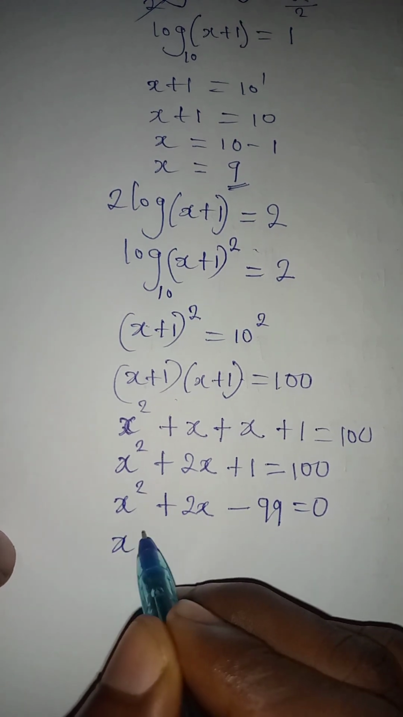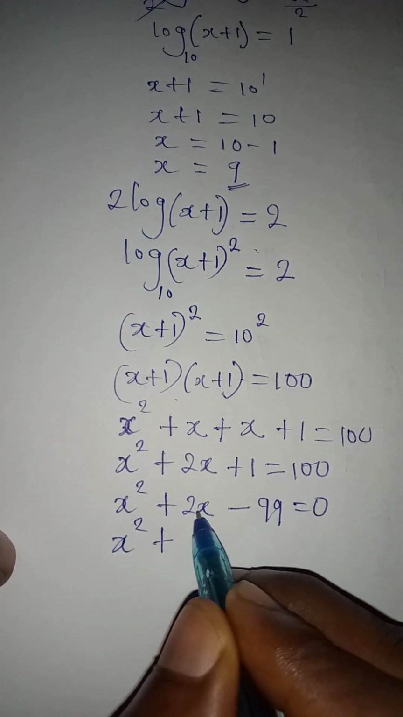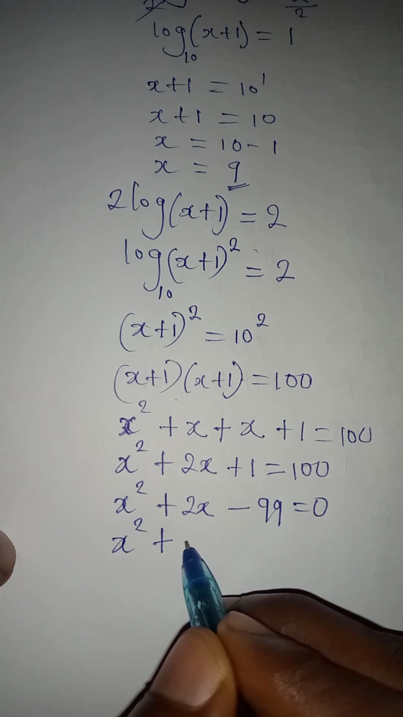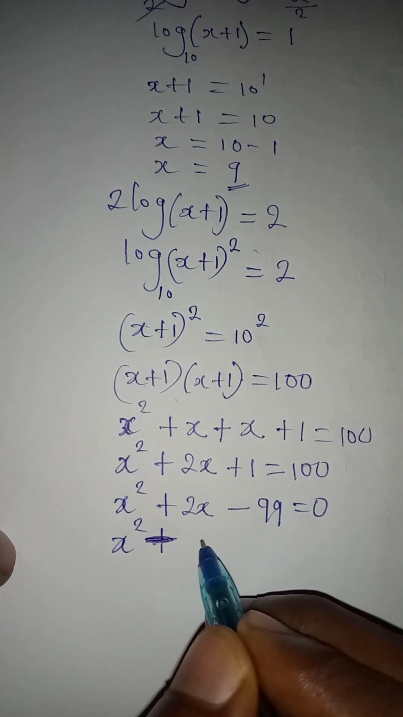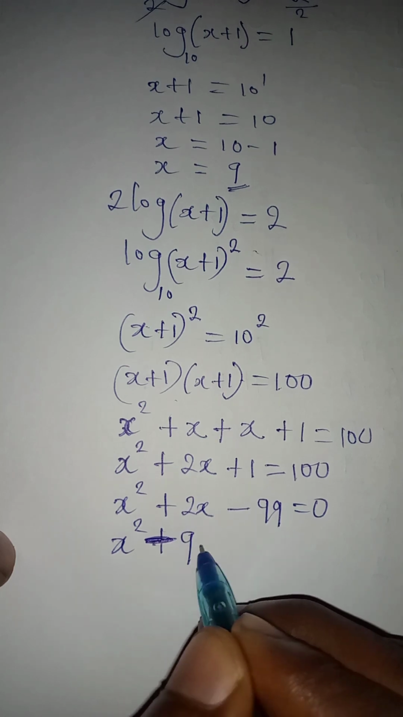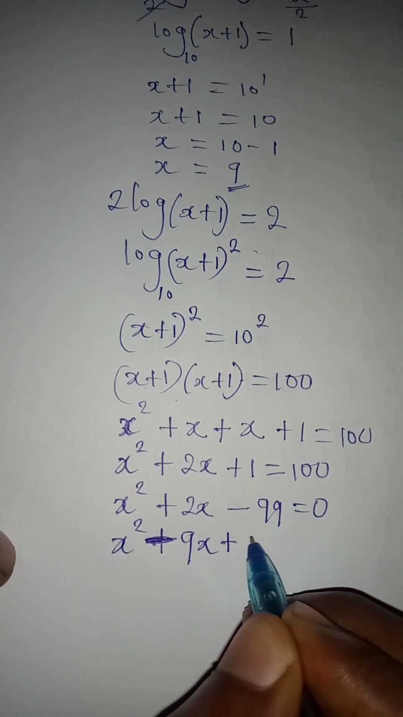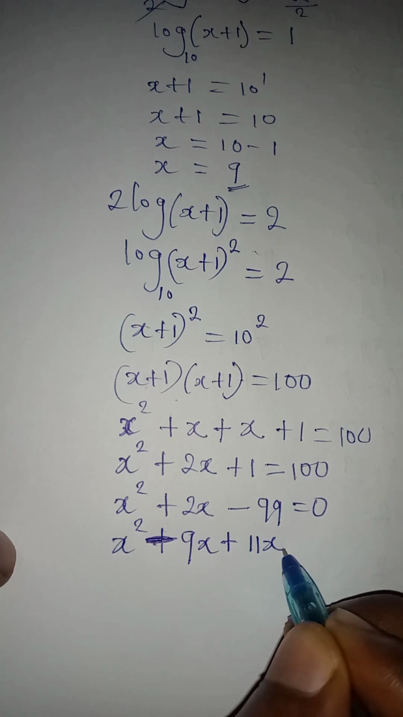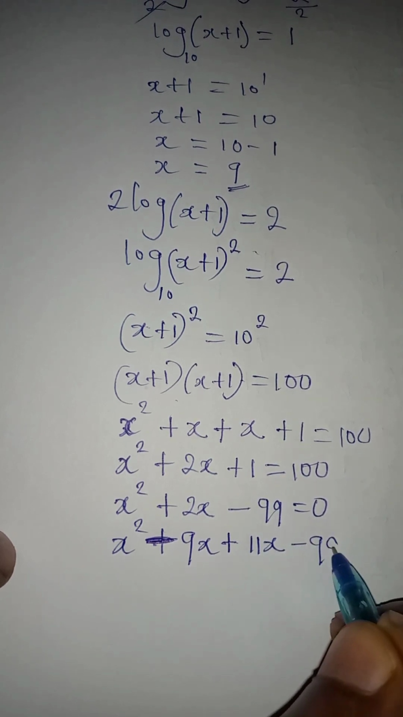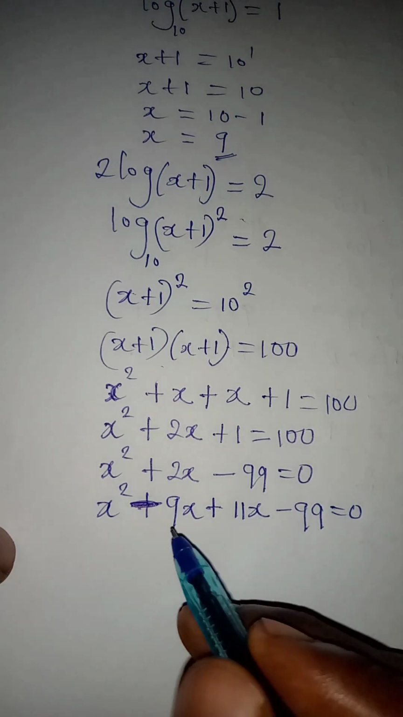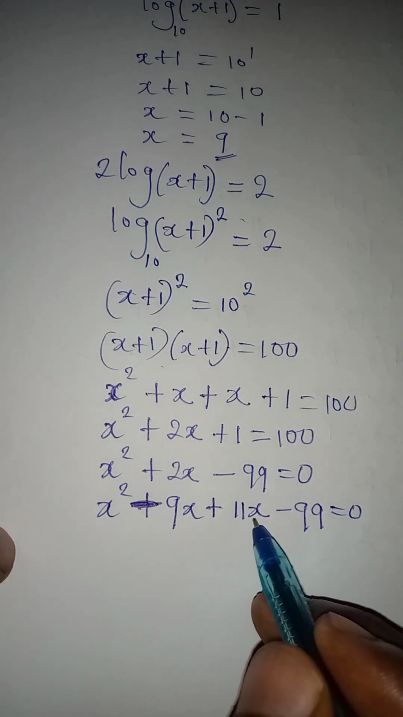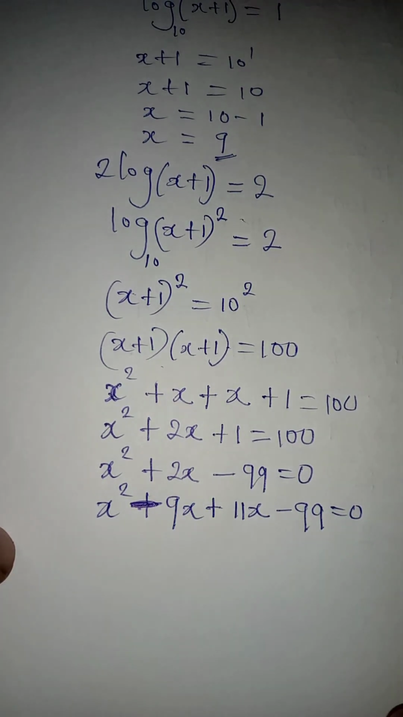So I'm going to write x squared plus, in place of 2x, negative first, I'm going to write negative 9x, then plus 11x. Then I have minus 99, which will be equal to 0. This is because minus 9x plus 11x will give us plus 2x.